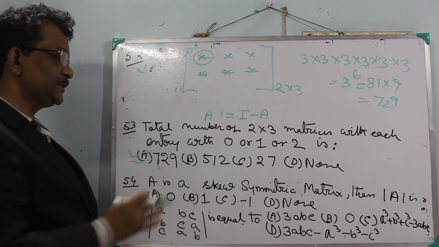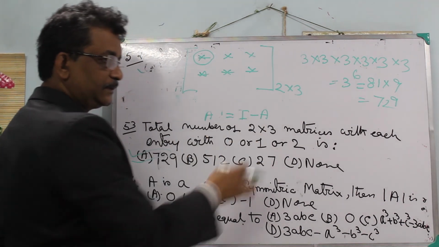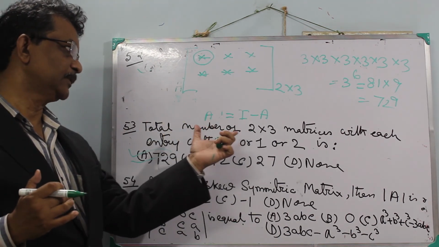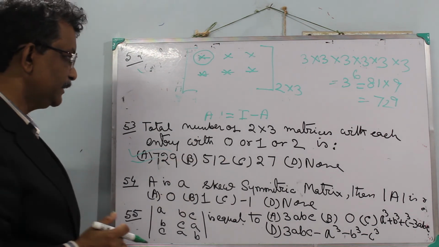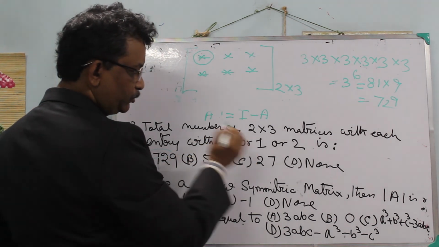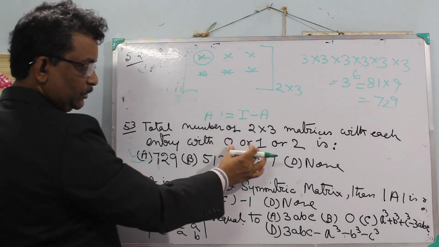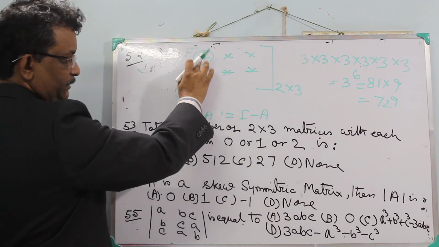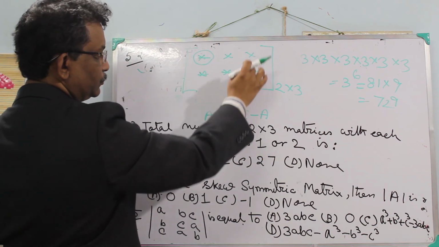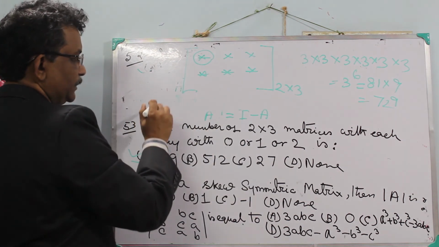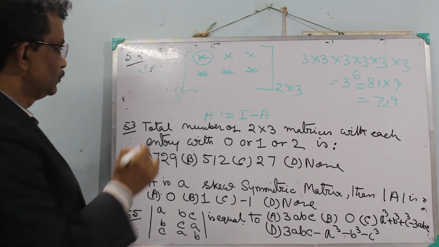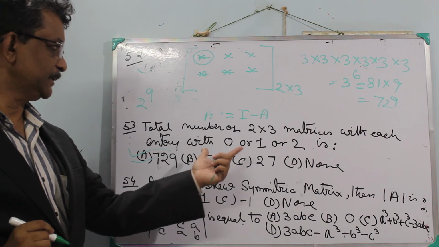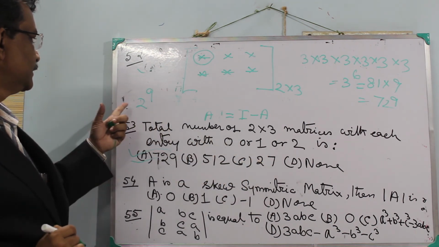Had it been given that it is a 3 by 3 matrix, that means total number of elements should be 9. And if only 0 and 1 were allowed, each element can be filled with either 0 or 1. So this is 2 ways. So there are 9 elements, 2 into 2 into 2, multiplying nine 2's. So the answer would be in that case 2 to the power 9. But here if 3 choices are given, then 3 to the power 9.